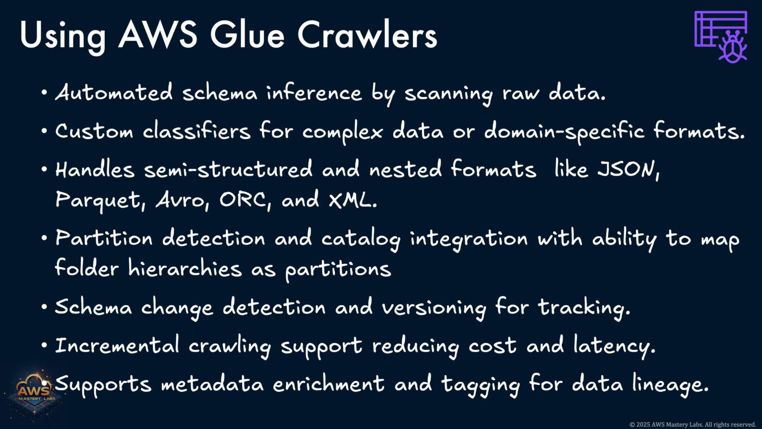AWS Glue crawlers play a crucial role in automating metadata management within your data lake architecture. They eliminate the manual effort typically needed to define and maintain table schemas, especially when dealing with semi-structured or fast-changing data. Crawlers connect to your data sources, like Amazon S3, JDBC-compatible databases, or DynamoDB, and automatically infer the schema by sampling the data.